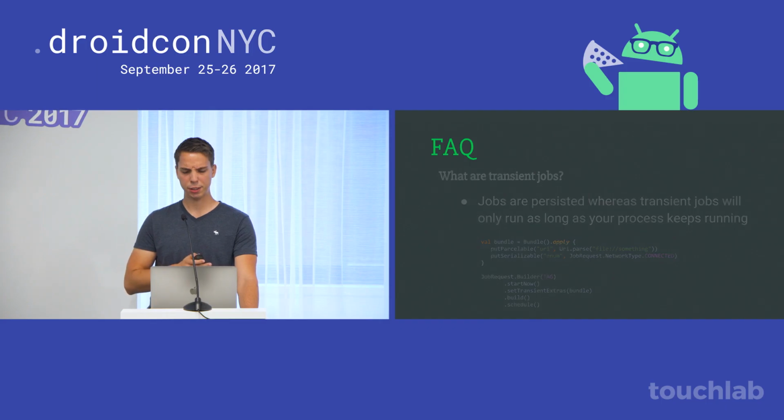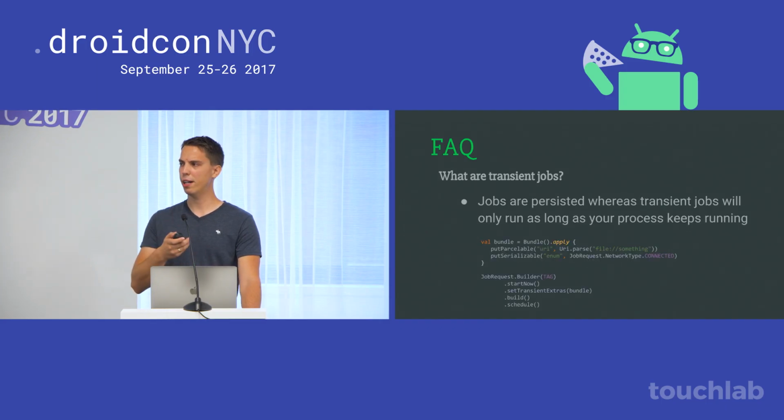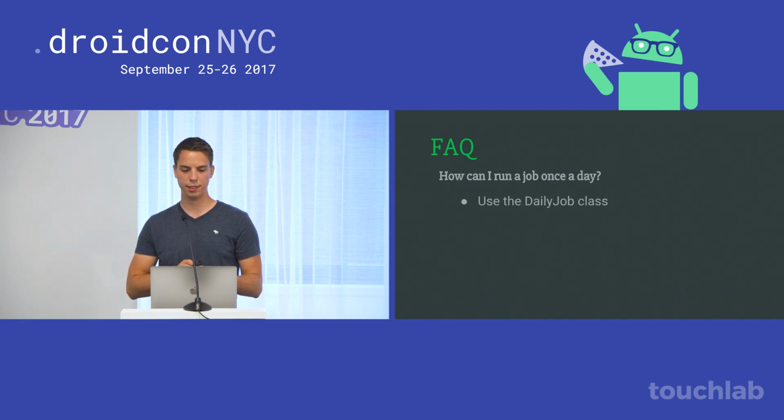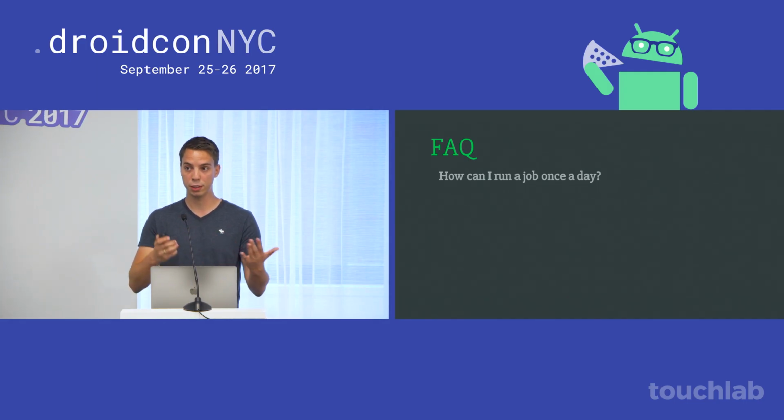I will skip this actually. Transient jobs are a new API in Android O, and we also backported it, so you can use a real bundle with your jobs that works on all devices out there again. Then how can I run a job once a day? We have a helper class for this. That's the DailyJob class. It's really simple to use, and then you can make sure that a job really runs once each night.